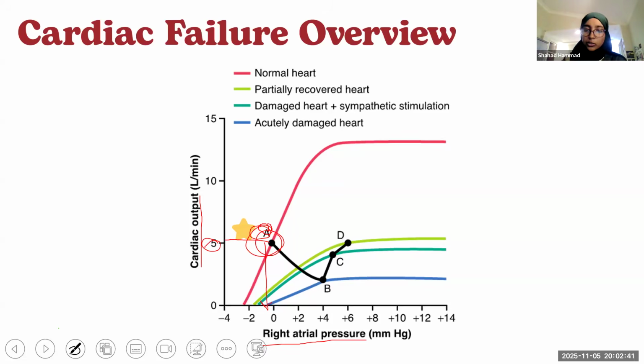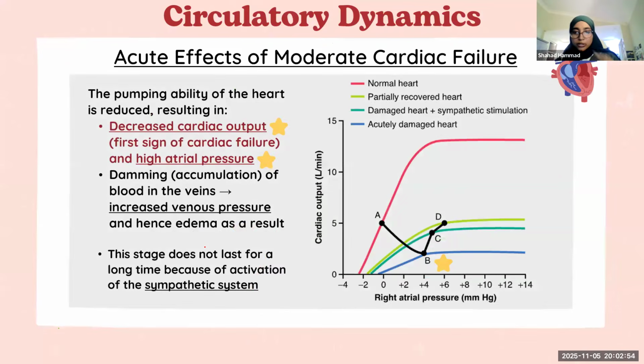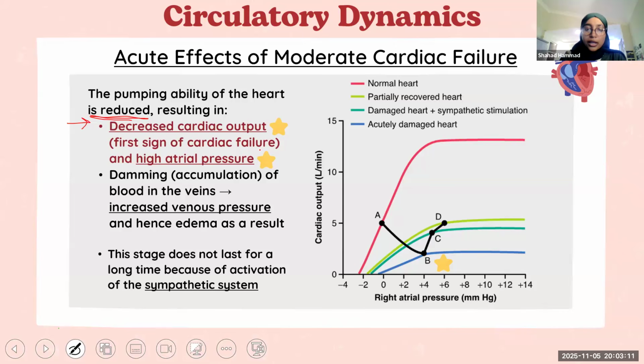We want the right atrial pressure to be 0. We want the cardiac output to be 5. Okay, what we're going to go through is step by step what happens in cardiac failure and how this changes the graph and how this changes different parts of the graph as well. So let's take a look. First, we're going to talk about the acute effects, everything happening immediately after cardiac failure. So immediately after, what happens is that we have a reduced effectiveness of the heart. We can see this in a decreased cardiac output and a high atrial pressure.